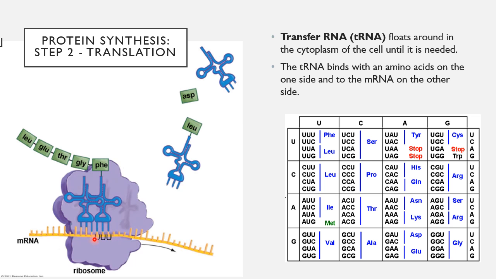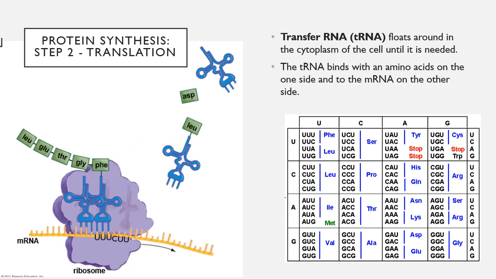So if there is a UUU in the code, then these pieces here, which are called transfer RNA or tRNA, they're just floating around in the cell. They will go out and collect the right amino acid that corresponds to this code. So if you have UUU on your code, that transfer RNA will go out and collect the amino acid phenylalanine, or PHE, and it will bring it back to the ribosome.